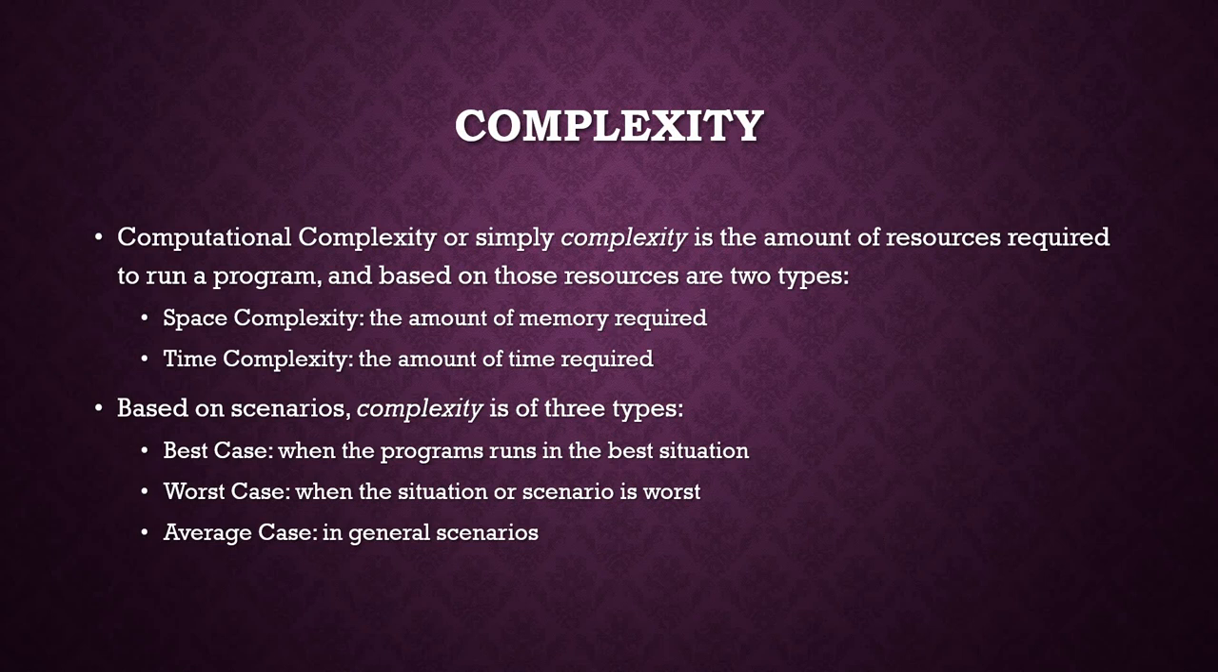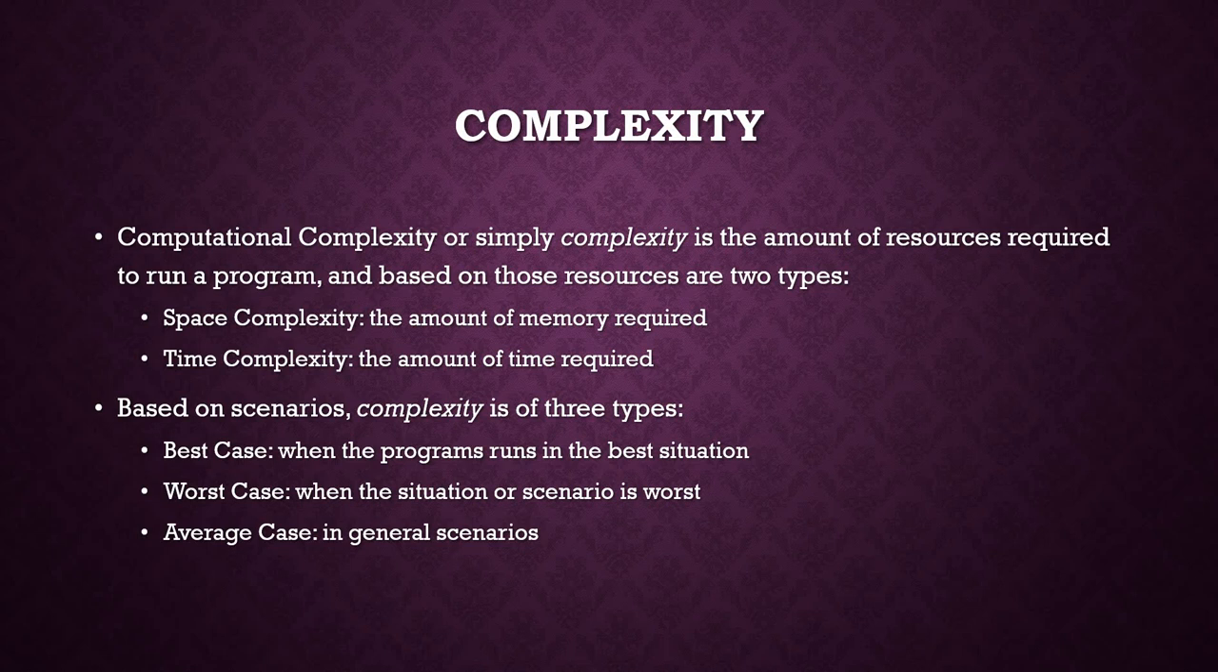So the next thing is complexity. Okay, so this is a very important topic. So what is complexity? In our case, we can also call it computational complexity. Computational complexity, or simply complexity, is the amount of resources or the amount of things that are required to run a program. Based on those resources, complexity is of two types: space complexity and time complexity.